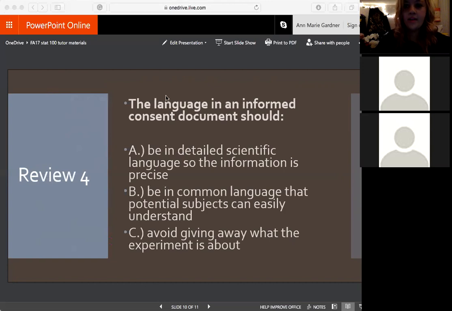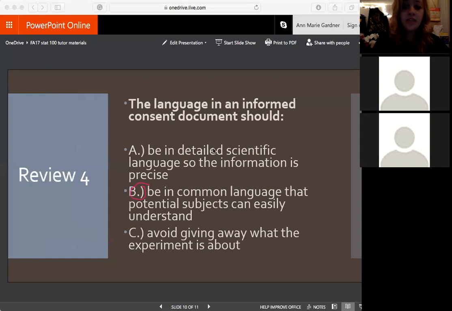Yay, good job, guys. Smart as usual. So yes, our answer is B here, because when we're doing informed consent, we want to assume the ignorance of all of our participants. So we want to make sure that the language we're using is something they understand, so that they're not going to be confused about anything and they know what they're agreeing to.